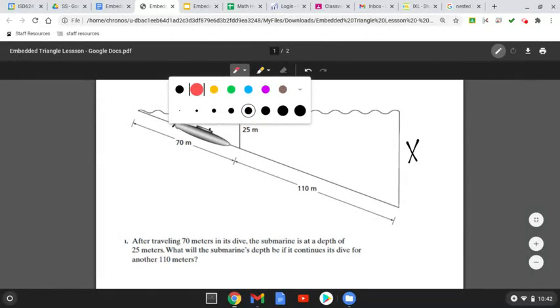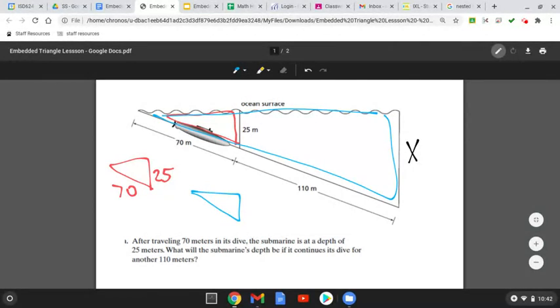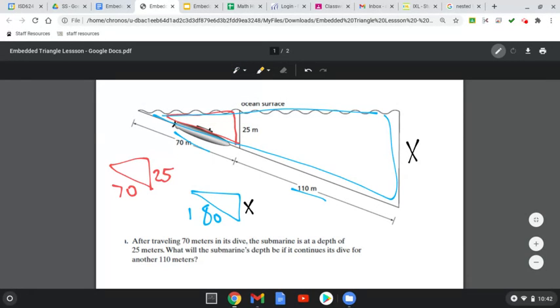So step number 1, drawing our 2 triangles. So there's my first triangle. This looks like we have 70 and 25. And then my second triangle, this big one, I have, looks like 180 here. So I just did 70 plus 110 to get 180. And then we're trying to figure out x. So this is x right here.